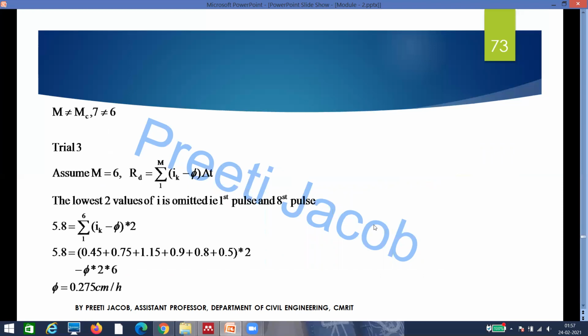So third trial, I'm assuming M is equal to 6. And again, I'm using the formula total runoff is equal to sigma 1 to 6 of (IK minus phi) into dt. Again, now in the intensity, the lowest 2 values I will remove and then I'll be calculating. So the lowest 2 values are removed. Here it was the first and the 8th pulse. And when I remove that, I'll be getting sum of all intensities minus those 2 into 2 minus 5 into 2 into 6. I'll be getting the phi value as 0.275 centimeter per hour.